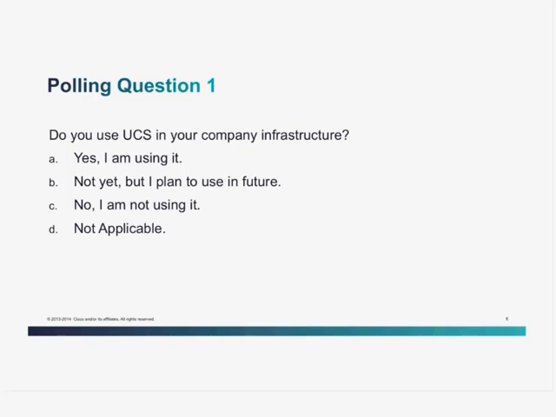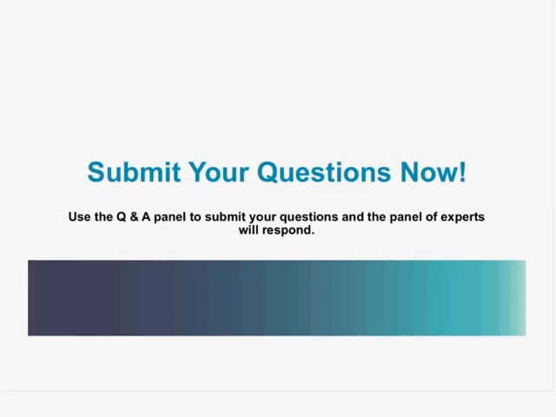So let's start with the first polling question for you. Do you use UCS in your company infrastructure? Option A, yes, I'm using it. Option B, not yet, but I plan to use it in future. Option C, no, I'm not using it. Option D, it's not applicable. The poll is on the right-hand side of the console. Thank you for your responses. Make sure to submit your questions, and we will answer them later in the webcast.